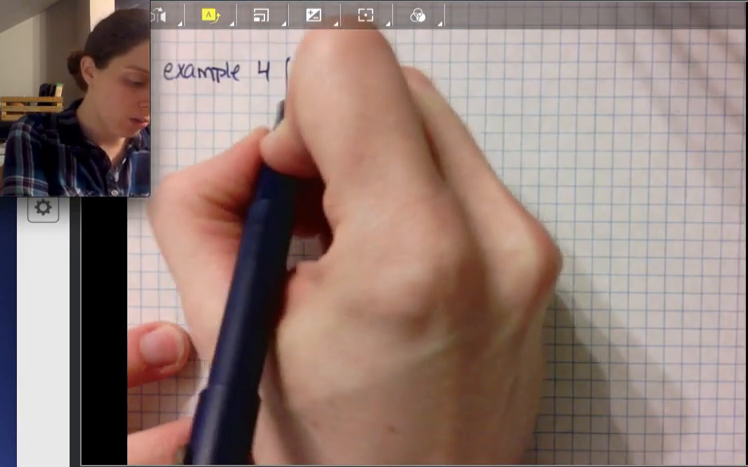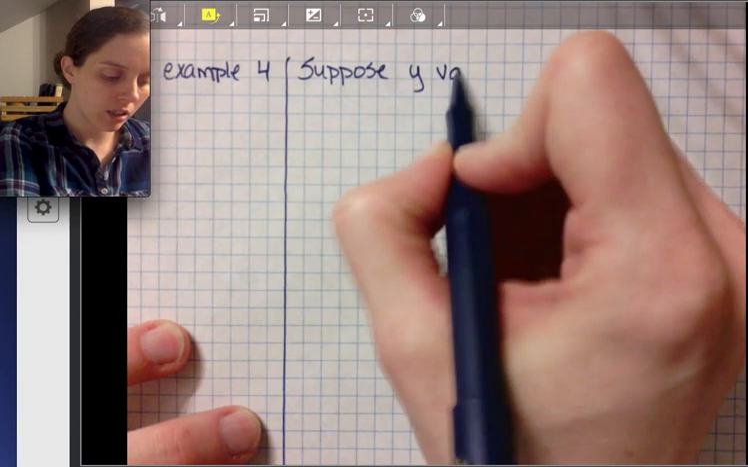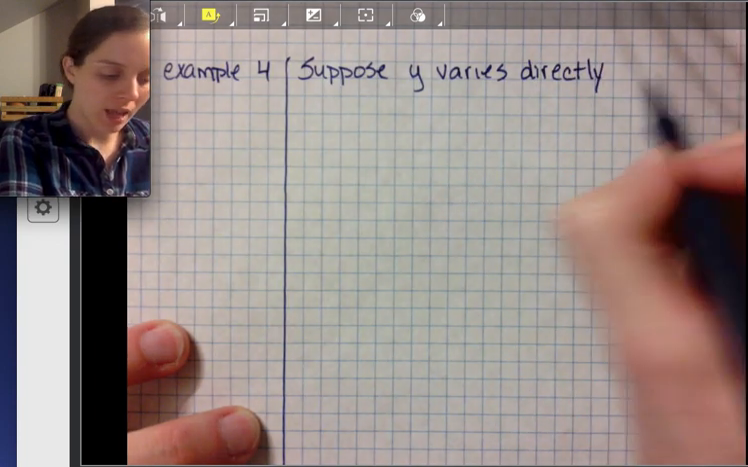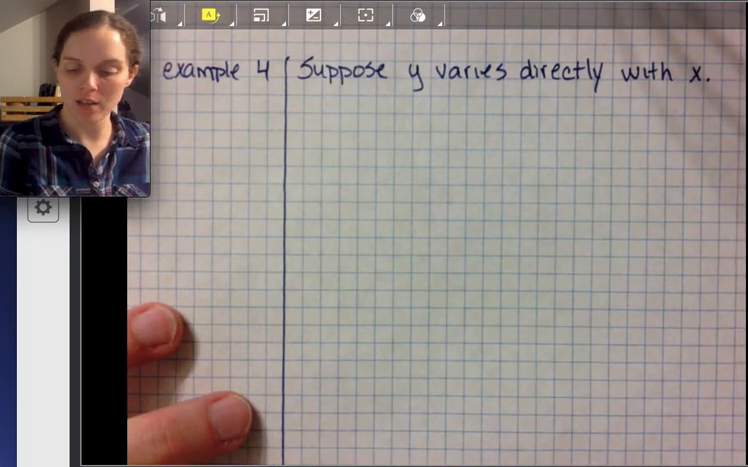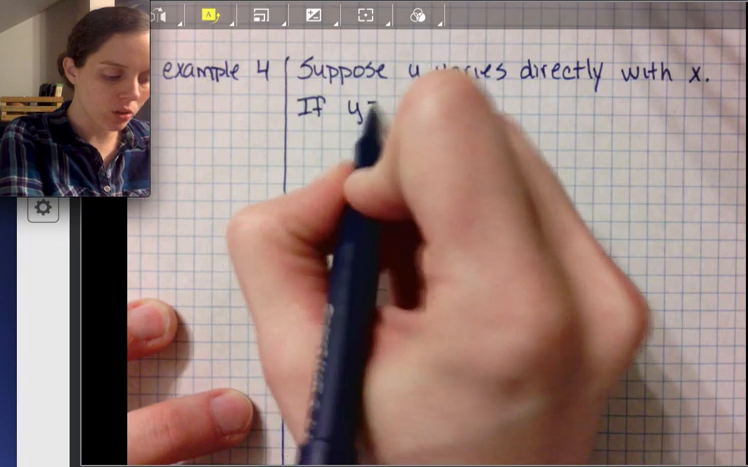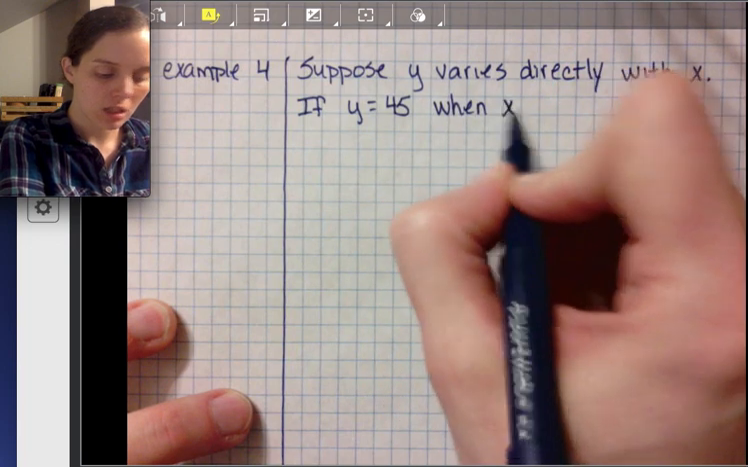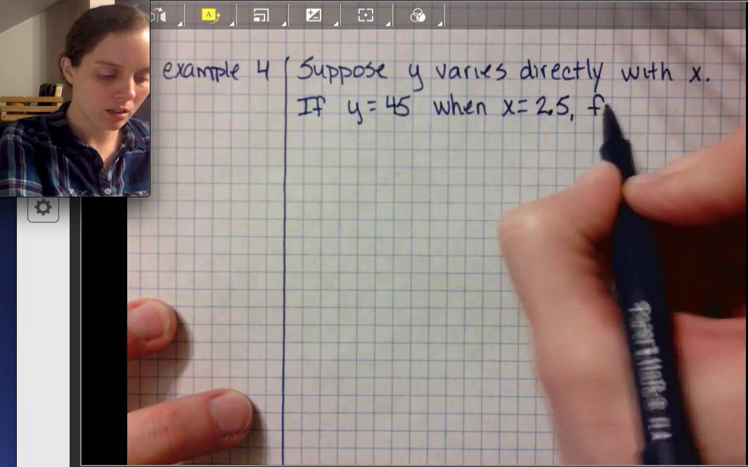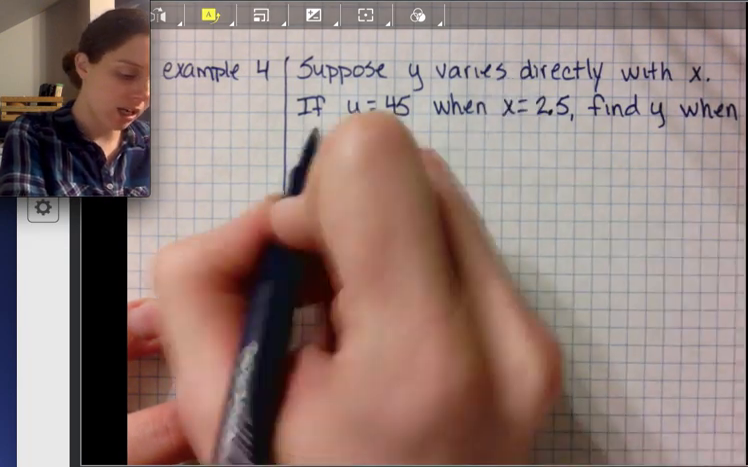Okay, so this says, suppose y varies directly with x. So that's it. Suppose y varies directly with x, so not a lot of this other stuff. And then it says, if y equals 45 when x equals 2.5, find y when x equals -3.